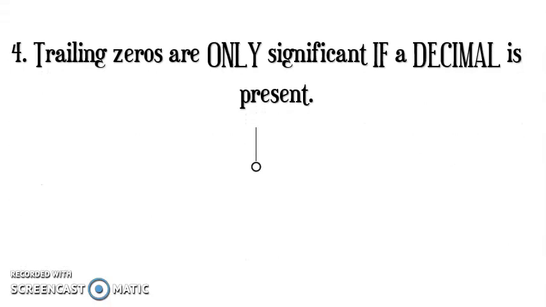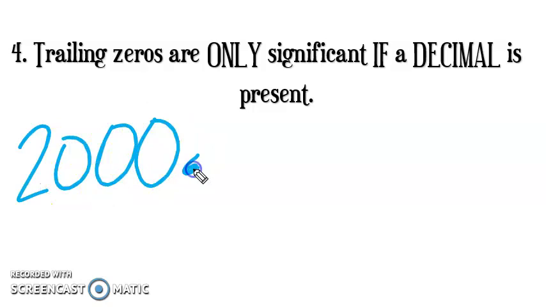All right, so our next rule, and this is really where it kind of gets a little confusing, is that trailing zeros are only significant if there is a decimal. Okay, so let me show you what I mean by this. If I had the number 2,000., okay, these zeros are trailing. They come after my non-zero digit, okay? And since there is a decimal present, these zeros are significant. So this number would have 1, 2, 3, 4 sig figs, okay?